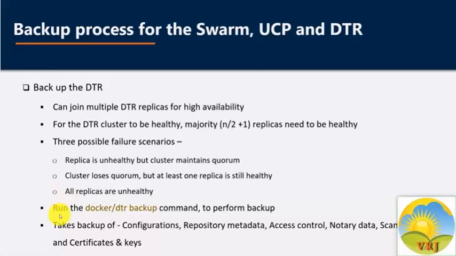To perform a backup of the DTR node, we run the docker/dtr backup command. This command backs up the following data: the configurations, repository metadata, access control to repos and images, notary data, scan results, and certificates and keys. The image content needs to be stored separately. Users, orgs, and teams are backed up as part of the UCP.